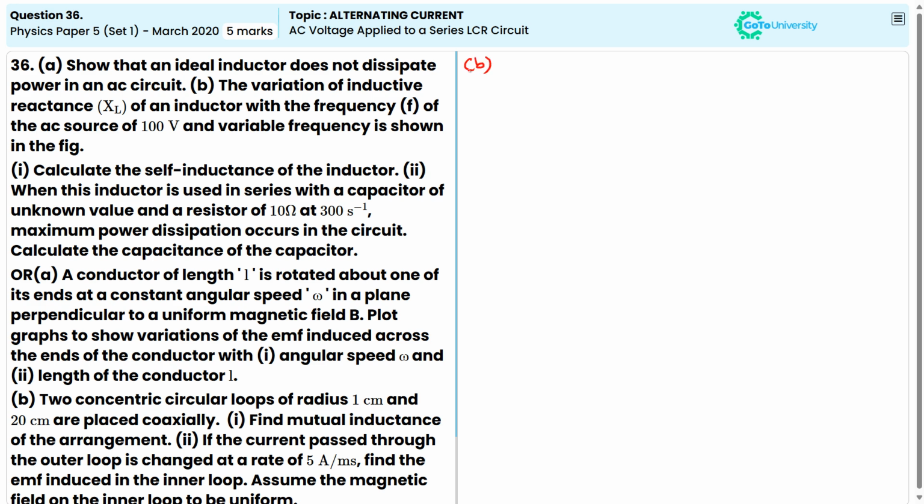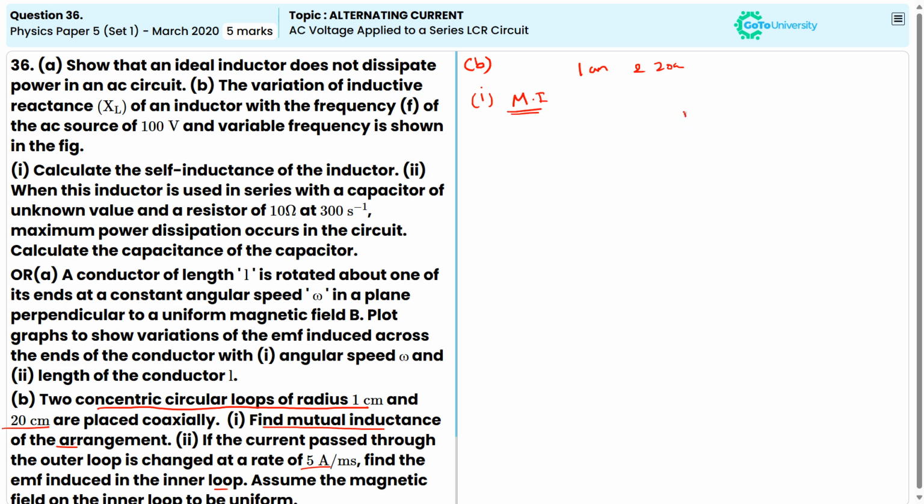Now let us discuss question B. Here the question is: two concentric circular loops of radius 1 cm and 20 cm are placed coaxially. The first question is to find the mutual inductance of the arrangement, and for the second, the current passed through the outer loop is changed at the rate of 5 ampere per second, so find the EMF induced in the inner loop, and assume the magnetic field of the outer loop to be uniform. So let us find the mutual inductance of the arrangement.